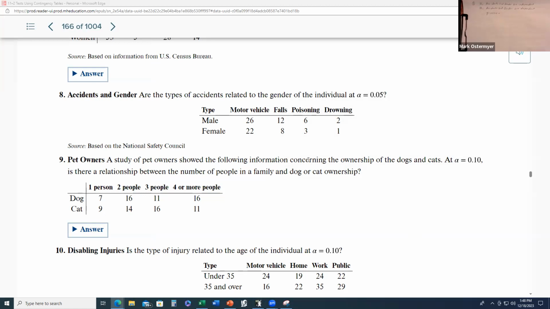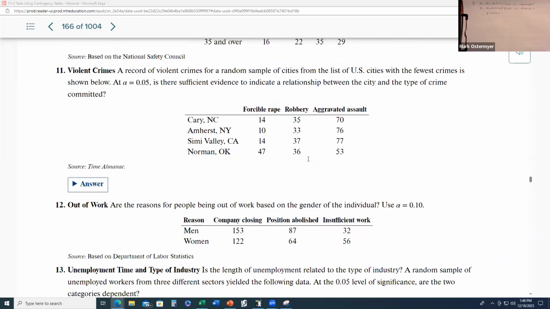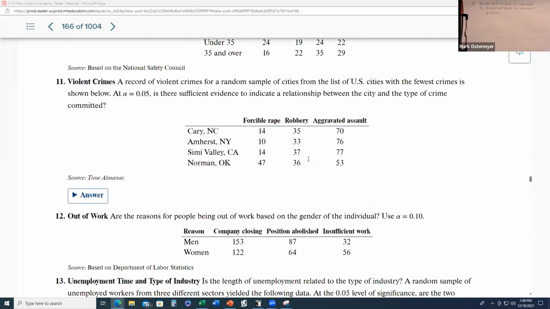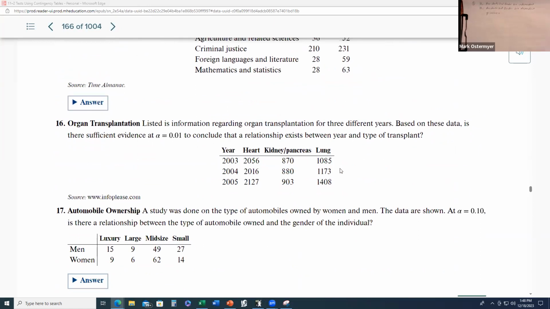So these are interesting investigations here. There's a lot of interesting problems in here. Let's see here. Here's an interesting one. Organ transplants here. Listed number 16. Listed is information regarding organ transplantation for 3 different years. Based on this data, is there sufficient evidence at the 1% level of significance to conclude that a relationship exists between year and type of transplant? Go ahead and do that problem. Call that classwork 3. You can just use the p-value method. You don't have to use the long, laborious critical value method for doing this problem. Go ahead and do that one. We'll call that classwork number 3 here.